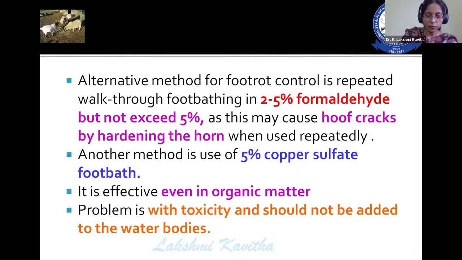Another solution one can use is 5% copper sulfate as foot bath. Though it is very effective in organic matter, the problem with this is copper toxicity. Do not pour this copper sulfate in water bodies because it immediately causes copper toxicity in animals. Another thing, if the animals haven't taken water for a long duration of time and you subject them to foot bathing with copper sulfate, they immediately take the copper sulfate because of the taste also. It's a little bit salty in taste. So the animal takes that water and ultimately it leads to another complication, that is copper toxicity. So among these three foot bath disinfectants, zinc sulfate is the best one.